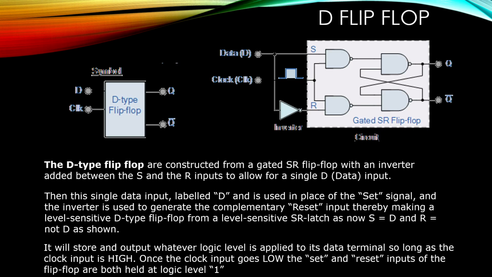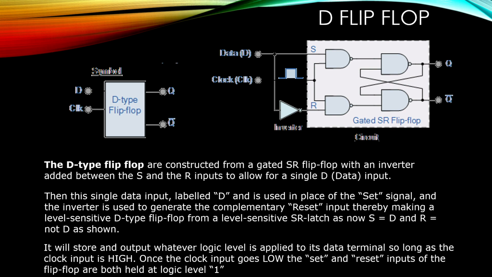Moving on to the D flip-flop. The D-type flip-flop is constructed from a gated SR flip-flop with an inverter added between the S and the R inputs to allow for a single D, data, input. This single data input, labeled D, is used in place of the set signal, and the inverter is used to generate the complementary reset input, thereby making a level-sensitive D-type flip-flop from a level-sensitive SR latch, as now S equals D and R equals not D, as shown.